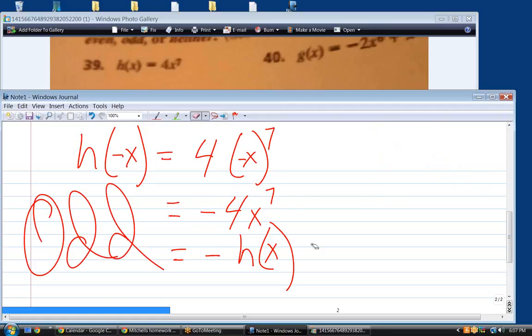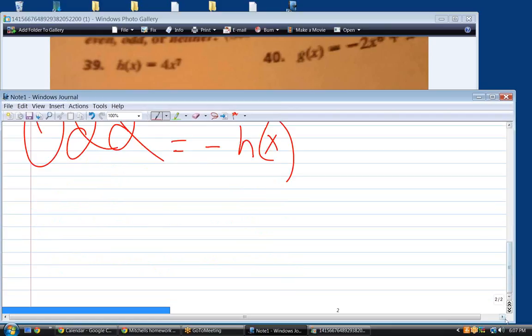There's only three scenarios. Either h of negative x equals negative h of x, or h of negative x equals positive h of x, or neither one. So those are your three cases.